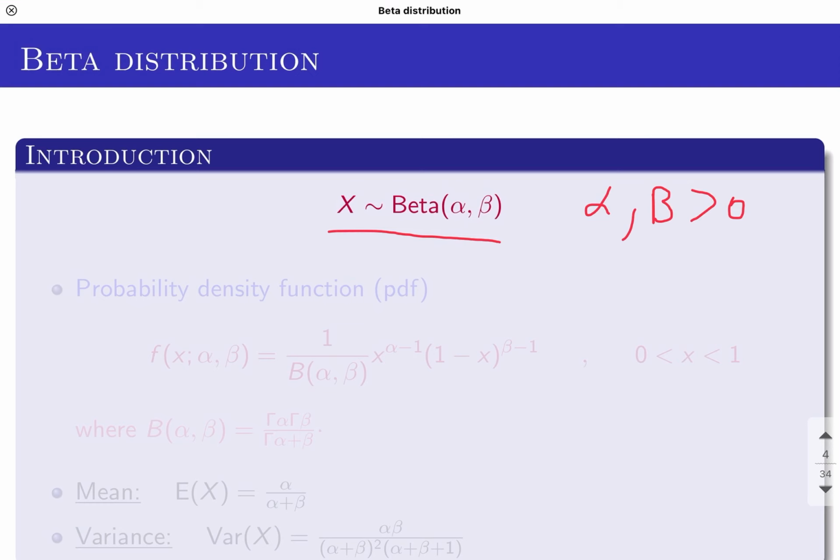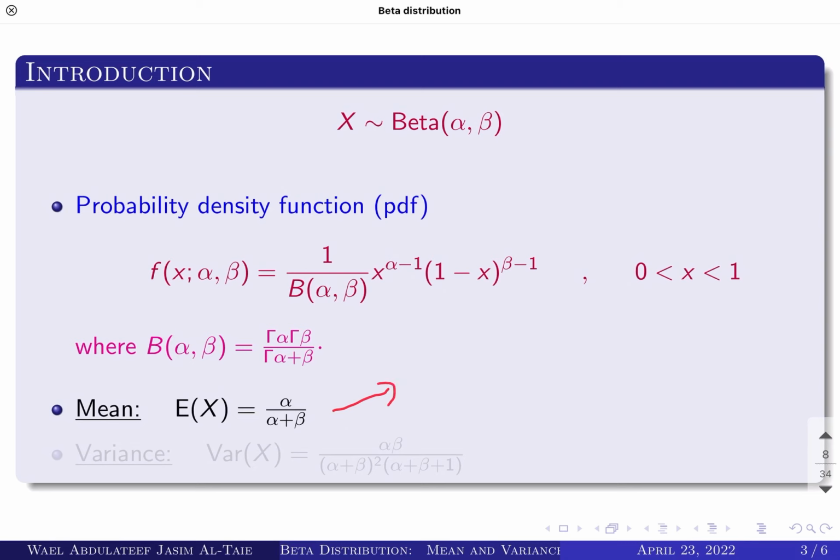As you know, the mean of this random variable x is equal to alpha divided by alpha plus beta, and the variance of x will be alpha times beta in the numerator, and the denominator is alpha plus beta, squared, times alpha plus beta plus 1. We'll try to obtain these using just the expectation rules of the random variable x.